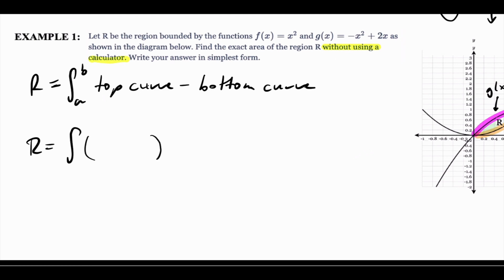G is negative x squared plus 2x minus F, x squared, dx. Okay? Now we've got to do the bounds.